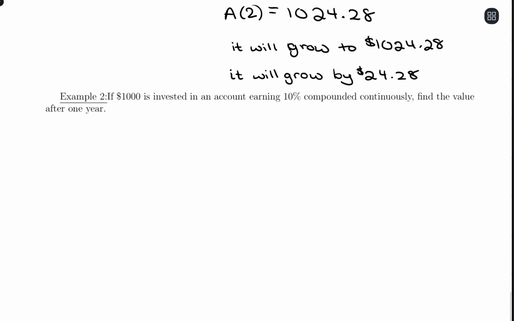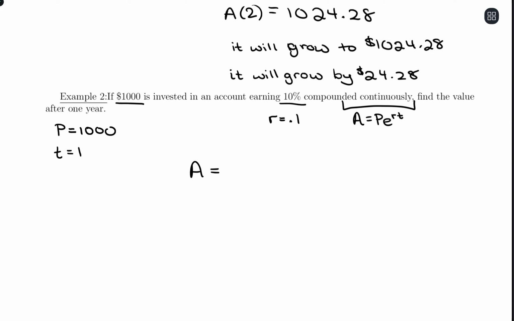Okay, this next one. If $1,000 is invested, so that's our principal P equals 1,000, in an account earning 10%, so r equals 0.1, compounded continuously. As soon as I see compounded continuously, I write down A equals Pe to the rt, A Pert, because that's the formula we're going to use as soon as I see continuously. Find the value after 1 year. So we're doing t equals 1. A equals 1,000 times e to the 0.1 times 1.